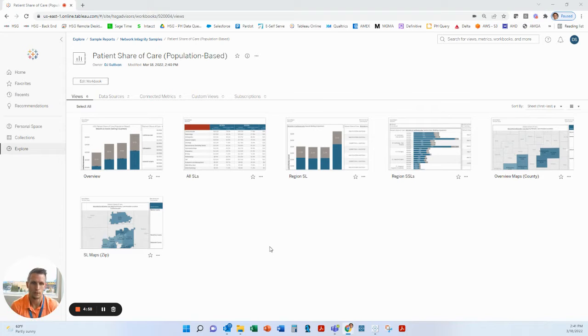Hey there, I just want to spend a few quick minutes walking you through HSG's population-based patient share of care, which can focus on overall patient utilization from patients either associated with your primary care providers, urgent care providers, coming out of your ED, whatever it may be, based on a specific patient population.